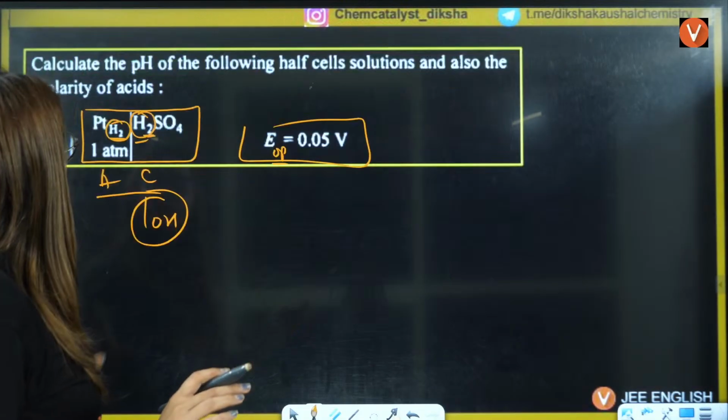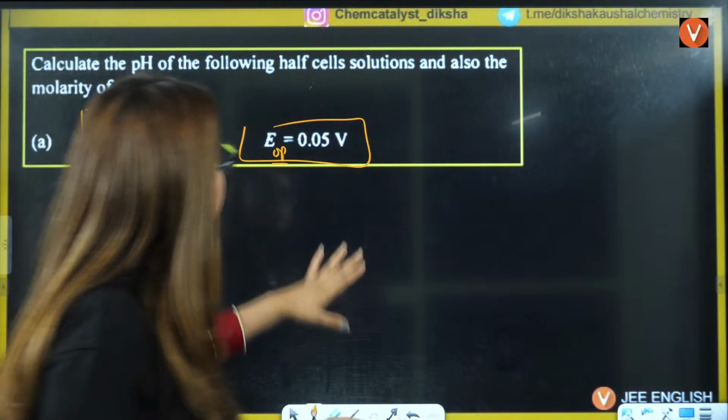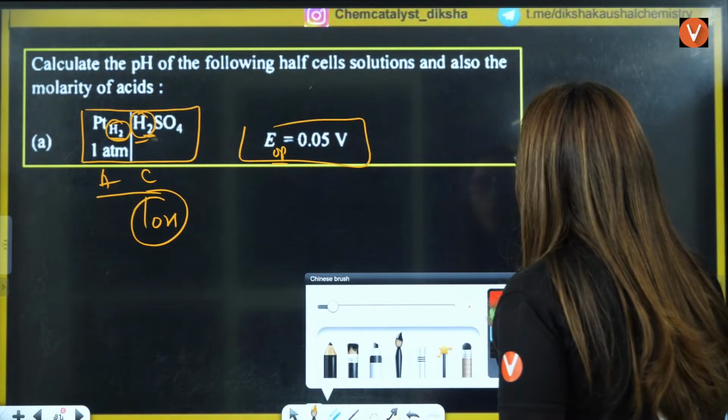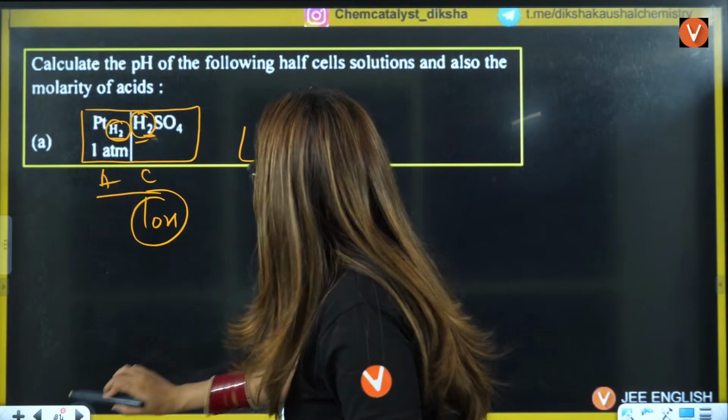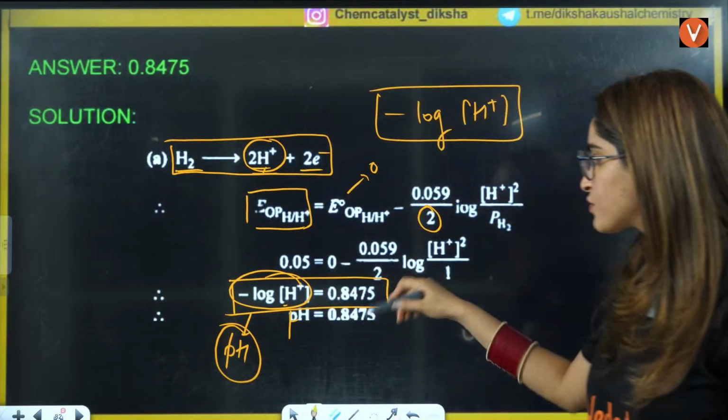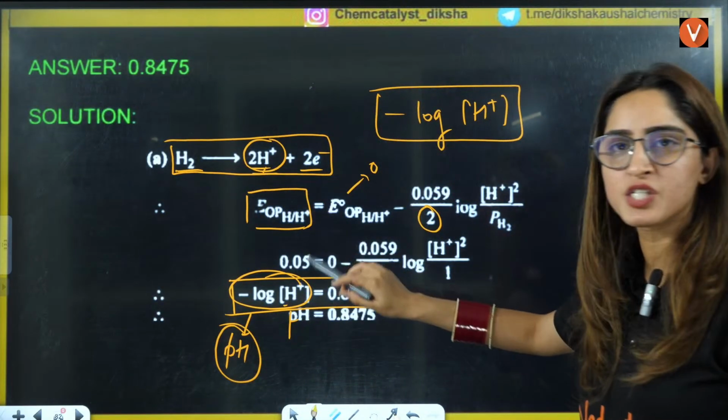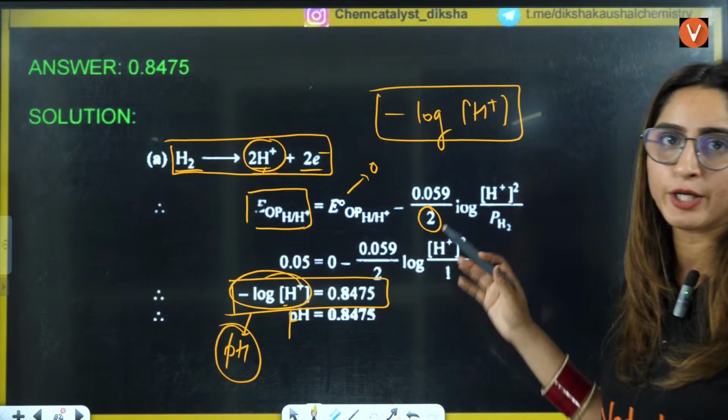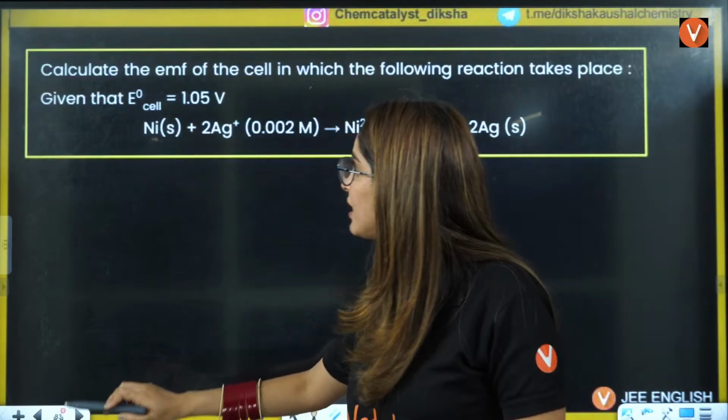So this is what they have asked you here, the pH of the following half cells and also the molarity of the acid. See, acid has 2 H positive, so this H positive concentration multiplied by 2 is going to be the molarity of the acids.